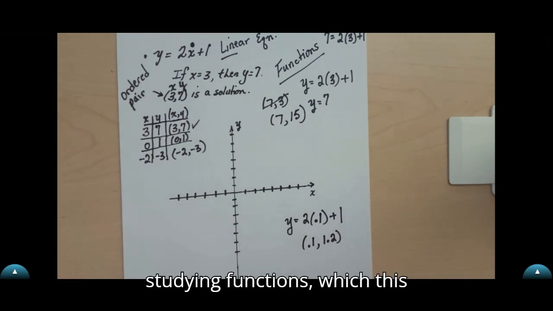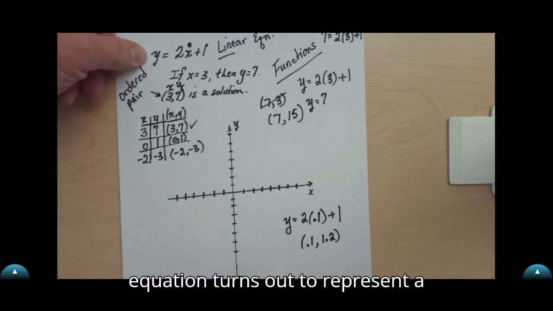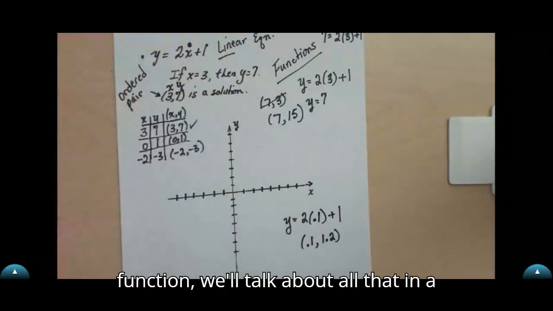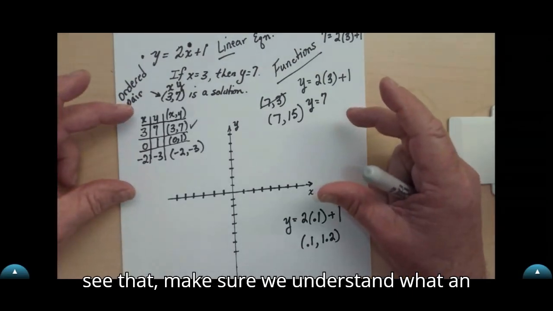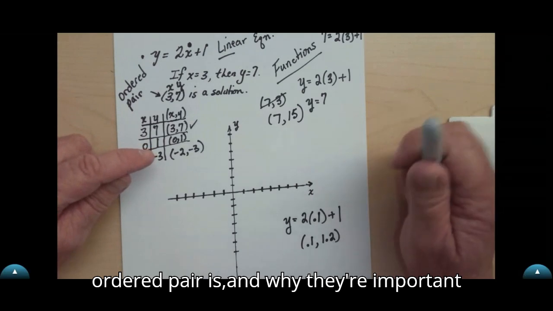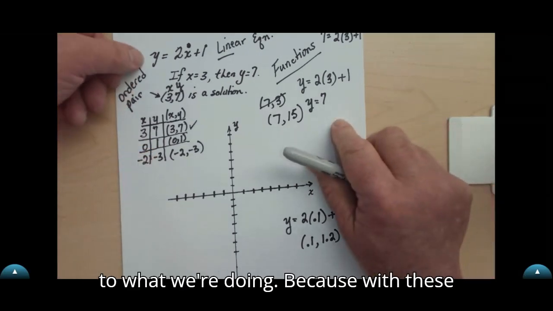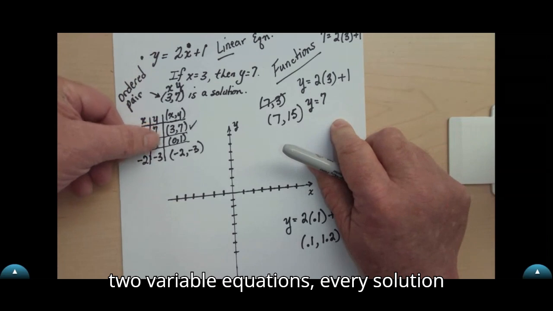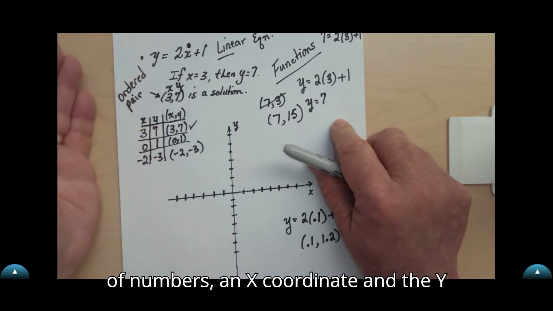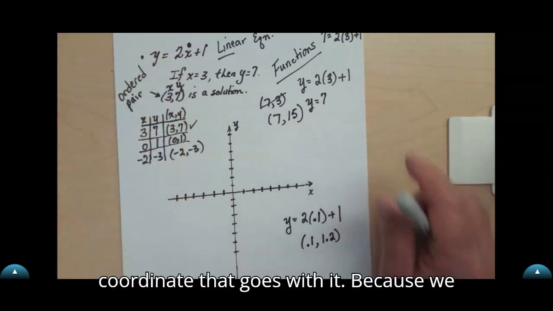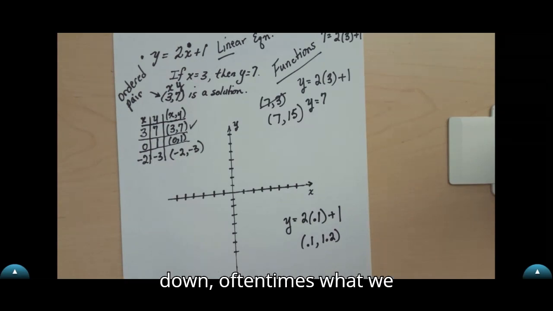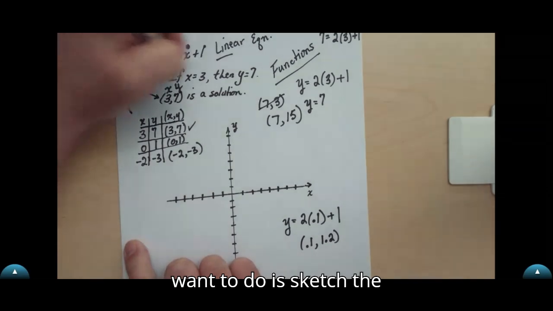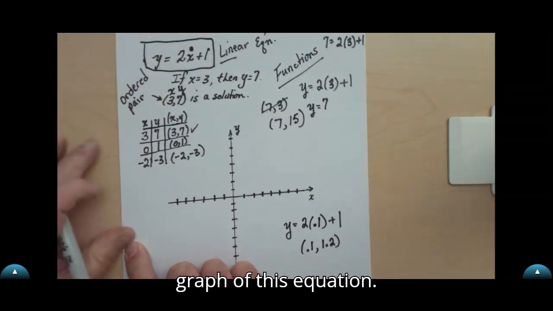So when we're studying functions, which this equation turns out to represent a function, we'll talk about all that in a few minutes. Mainly right now, I want to make sure we understand what an ordered pair is and why they're important to what we're doing. Because with these two variable equations, every solution you're going to give is an ordered pair of numbers, an x coordinate and the y coordinate that goes with it. Because we can't actually write all those solutions down, oftentimes what we want to do is sketch the graph of this equation.